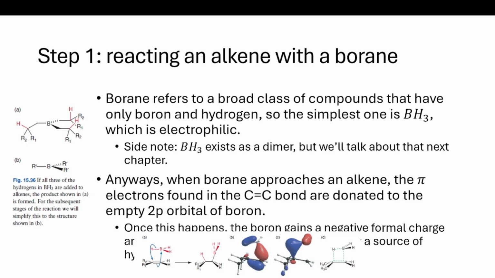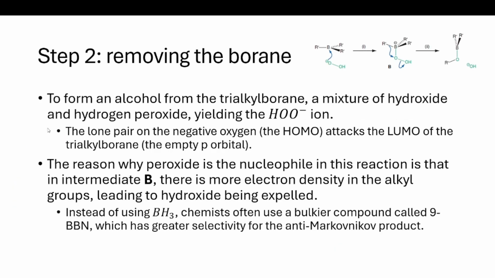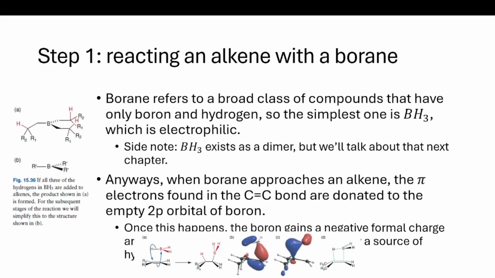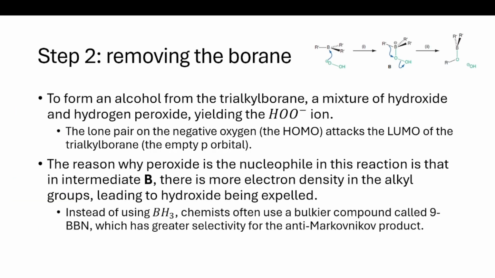But anyways, when borane approaches an alkene, the pi electrons found in the carbon-carbon double bond are donated to the empty 2p orbital of boron. Once this happens, that boron is going to gain a negative formal charge, and it's going to keep on doing this until we get a trialkyl borane. Now, we have this pretty cool product, I'd say, but we don't want boron in our final product. We want an alcohol, and we want this alcohol to be made in an anti-Markovnikov fashion.